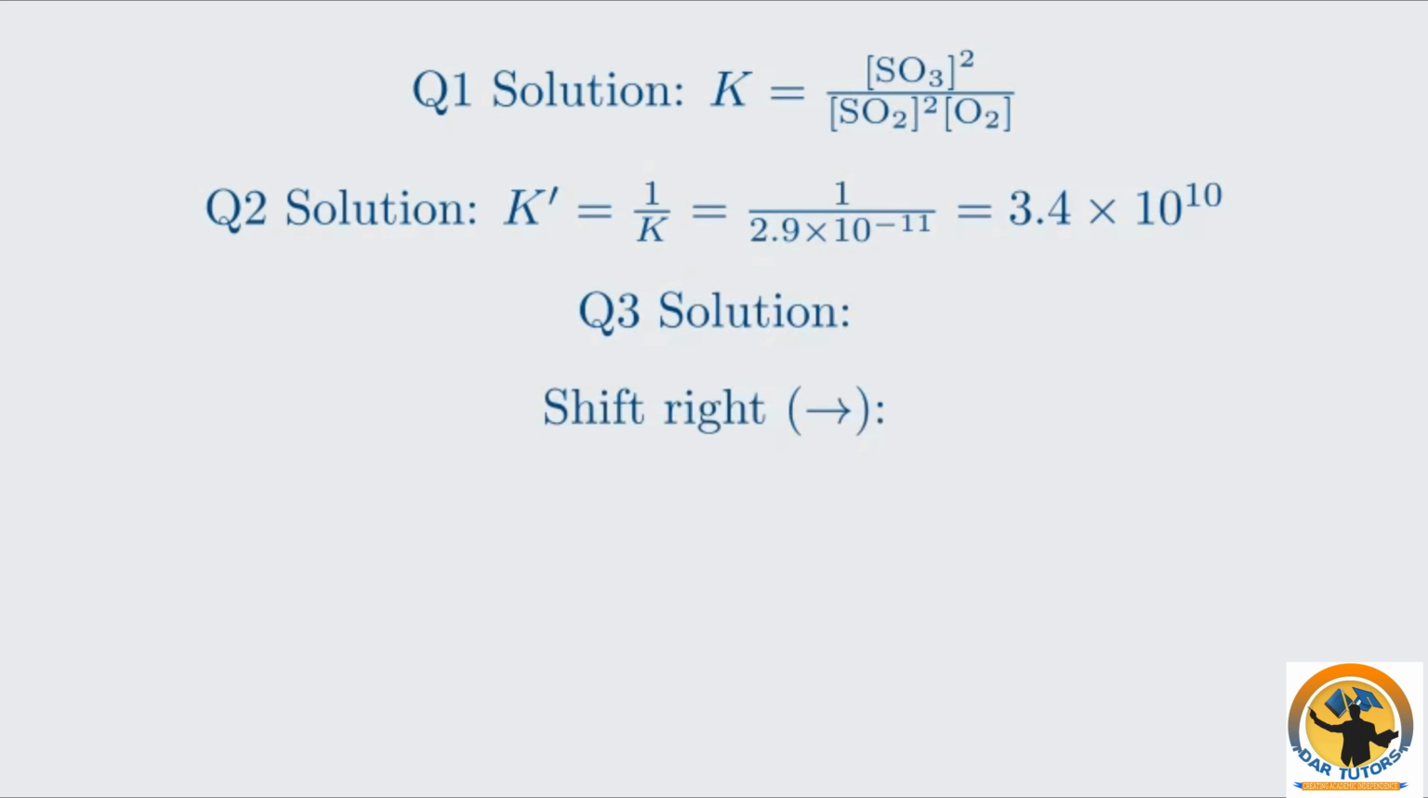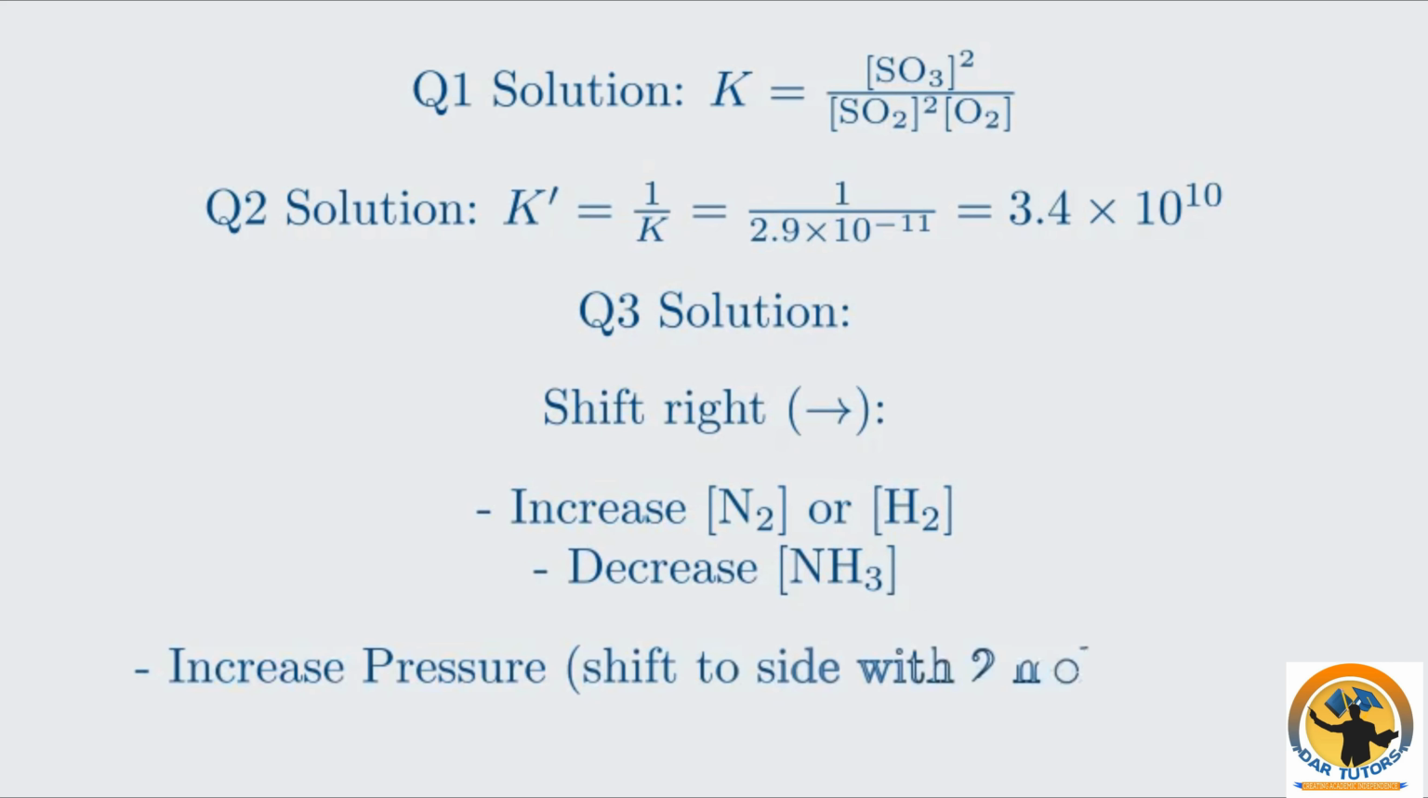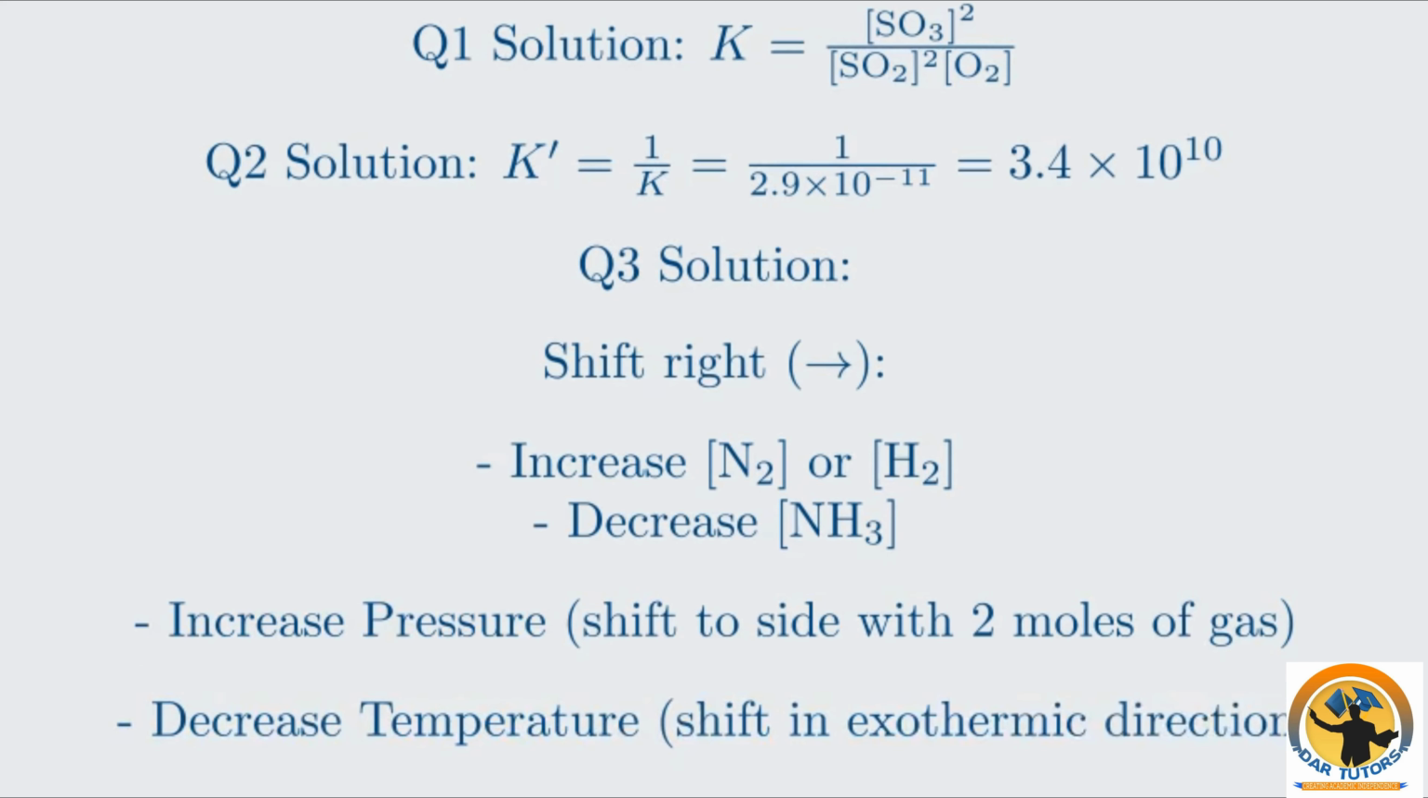Solution to Q3. We need to shift to the right. Increasing reactant concentrations, N2 or H2, or decreasing product concentration, NH3, will shift right. Increasing the pressure, decreasing volume, will shift to the side with fewer gas moles, 2 versus 4, so it shifts right. Finally, since the forward reaction is exothermic, ΔH is negative, decreasing the temperature will shift the equilibrium to the right.